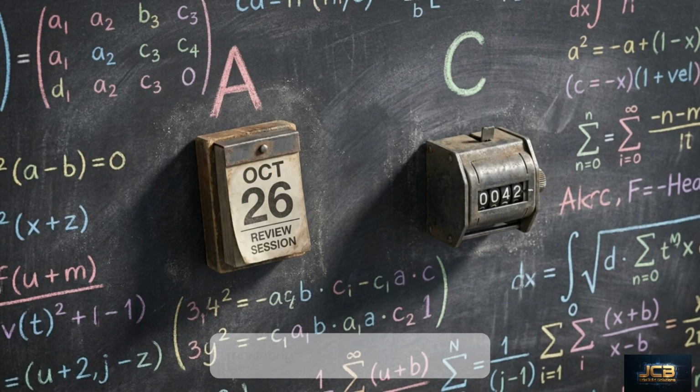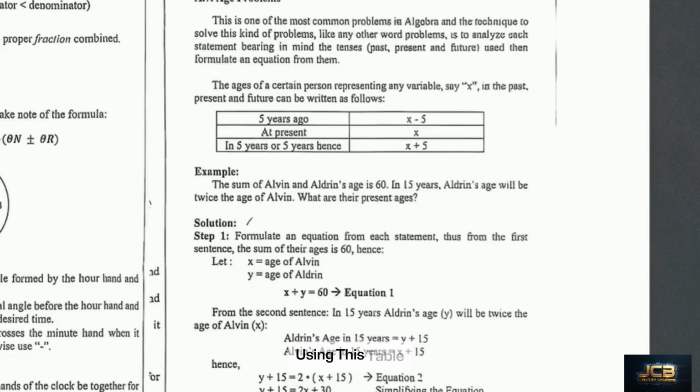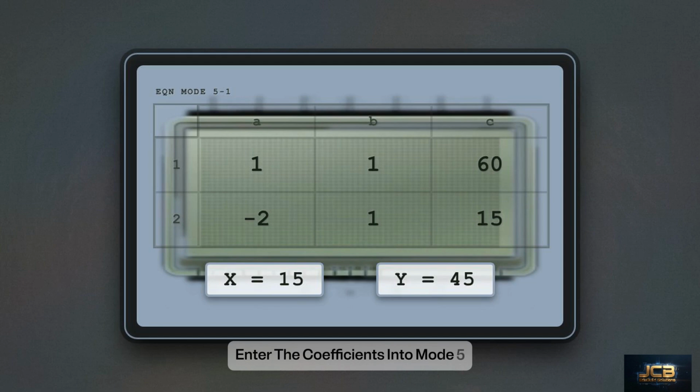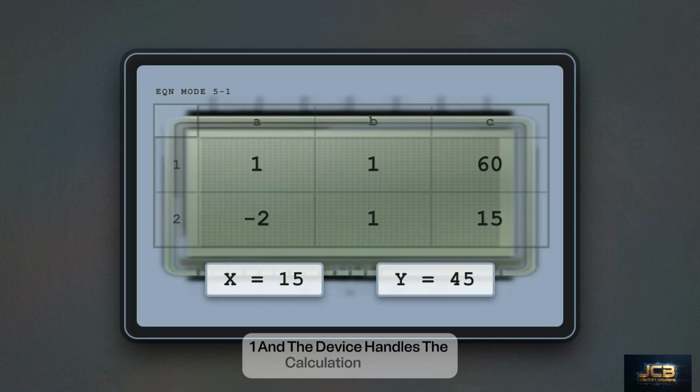Solving these requires translating the word problem into 2 linear equations. Using this table, 5 years ago is expressed as x minus 5, while 15 years hence becomes x plus 15. You can solve these equations in seconds using your calculator's matrix mode. Enter the coefficients into Mode 5.1 and the device handles the calculation for you.